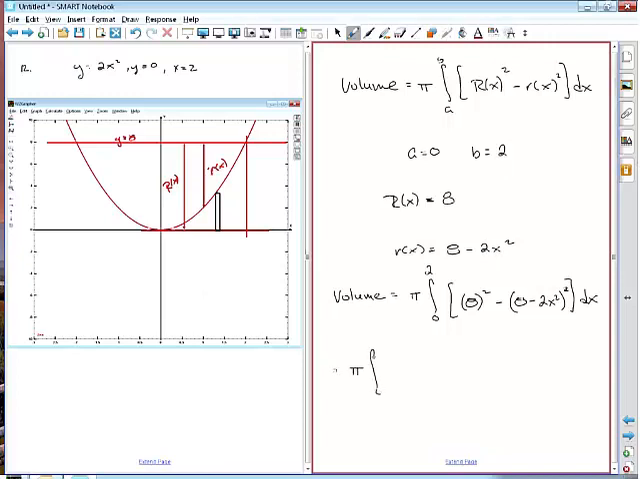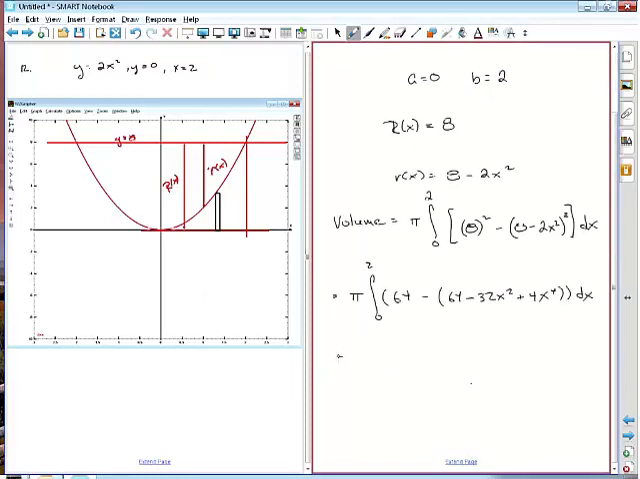We multiply the terms out. So 8 squared will be 64. Here we get 8 squared, so let's put a minus sign here for this minus sign. So we'll end up with 8 squared, which is 64. 8 times negative 2 is negative 16, and we double that, so we get negative 32x squared. And then we square this term. Negative 2x squared is going to be positive 4x to the fourth. And that whole thing is times dx.